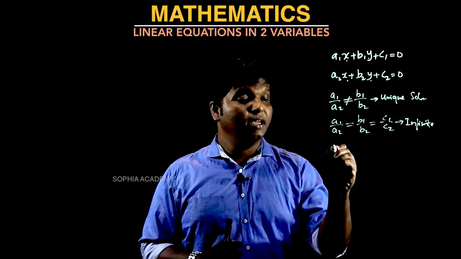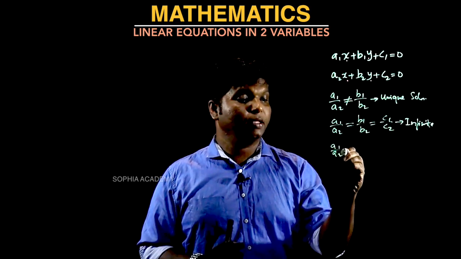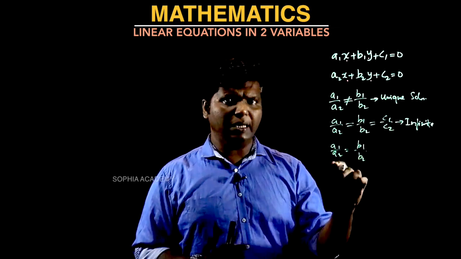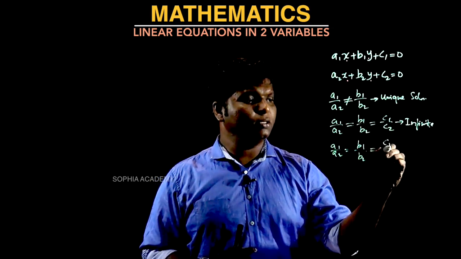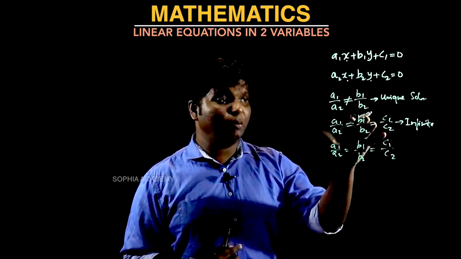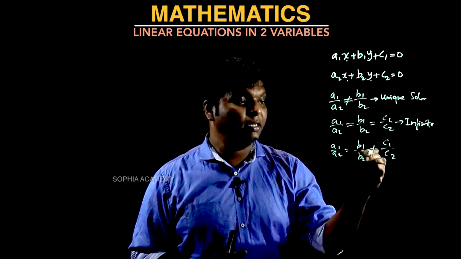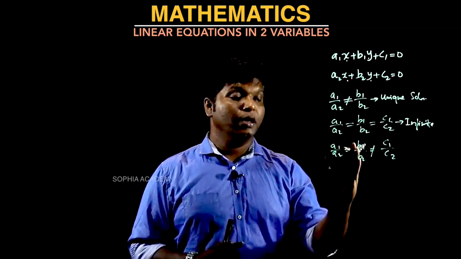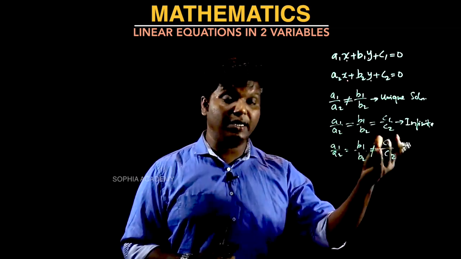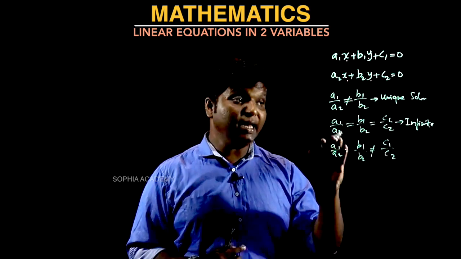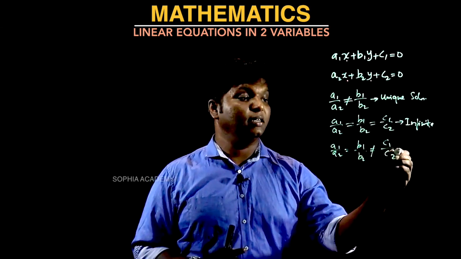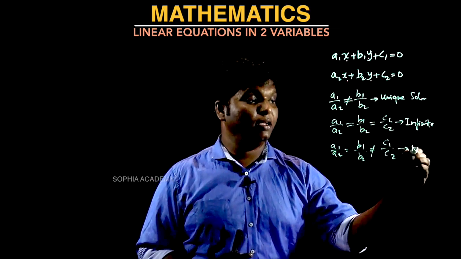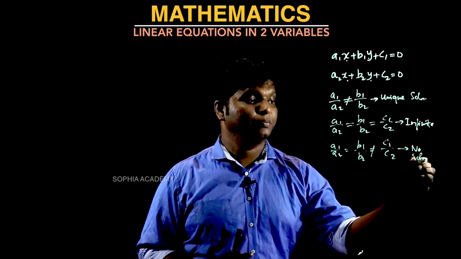And third case, a1 by a2 is equal to b1 by b2, same like that, and that's not equal to c1 by c2. Now you may think that both are the same, but here goes the thing: that's not equal to. That means the first two ratios are equal to each other, whereas the third ratio is not equal to that one. In this case we will say that the system of linear equations has no solutions.